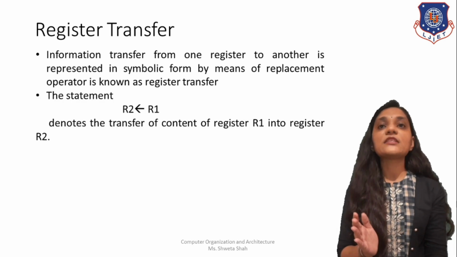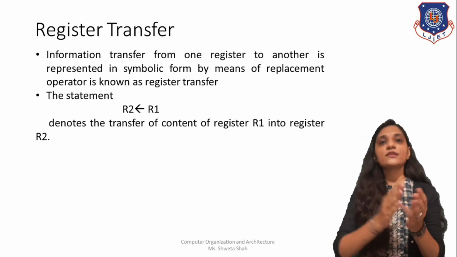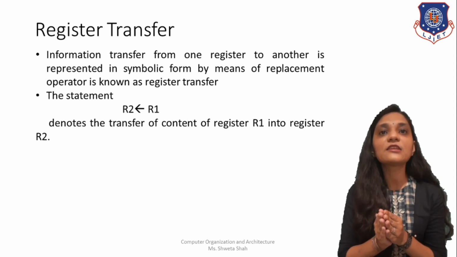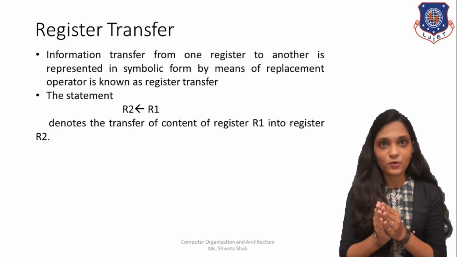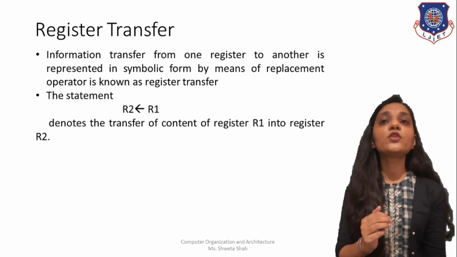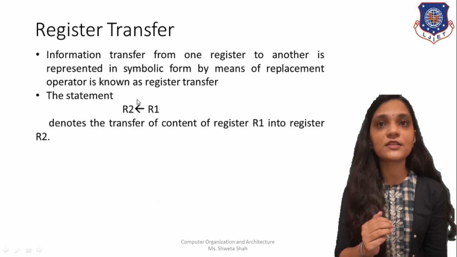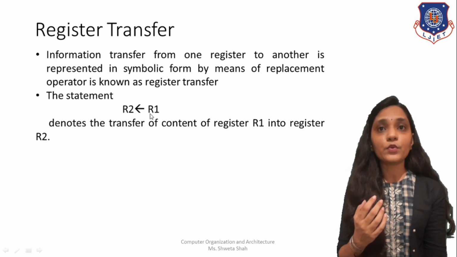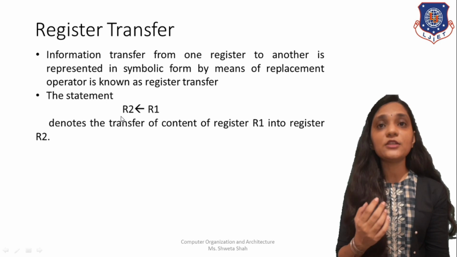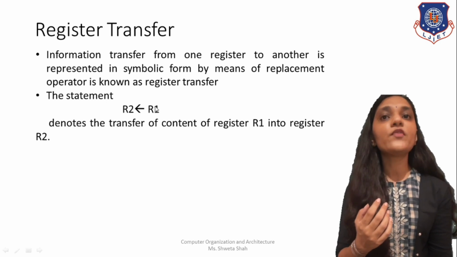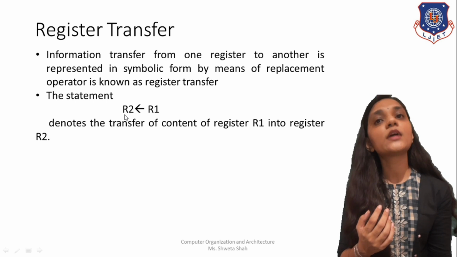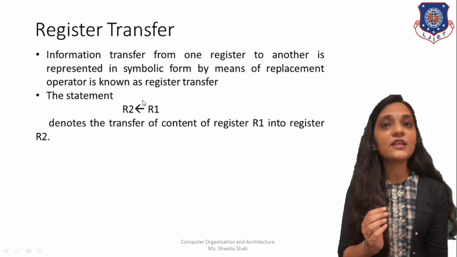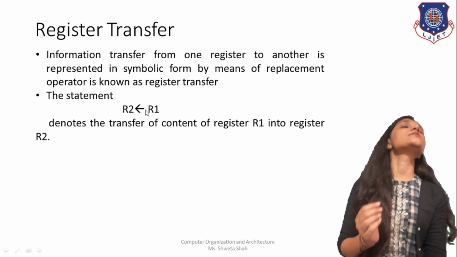If we want to transfer the content of one register to another register, that is represented by the terms of register transfer. For this operation we use the transfer operation, which is represented by this arrow. If we see this statement like R1 arrow R2, this denotes that the content of R1 is going to be stored into register R2. Here R1 and R2 are registers. So the content of register R1 is going to be stored into register R2.